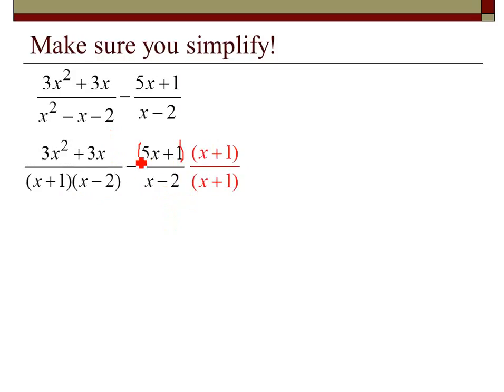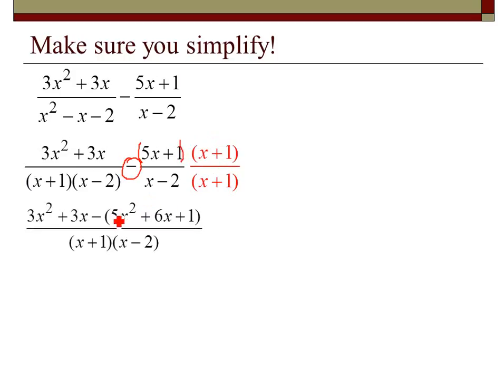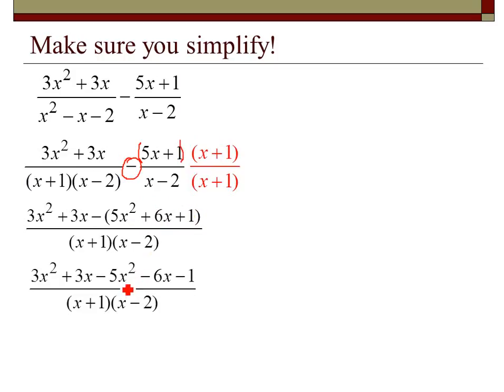Okay, so now I'm going to multiply this out, but I've got to be careful with this minus sign. So when I multiply this out, I'll get 5x squared plus 5x plus x is 6x plus 1. But notice how I kept the parentheses there. Now I'm going to distribute my negative through, and I'll get negative 5x squared minus 6x minus 1. Gathering my terms, I get negative 2x squared minus 3x, and then minus 1.